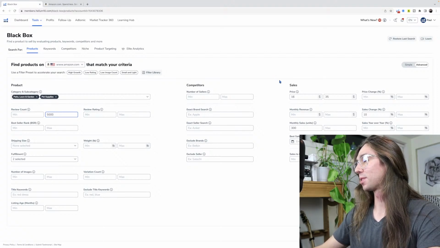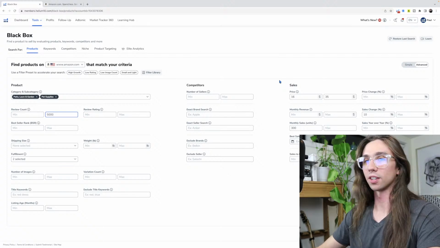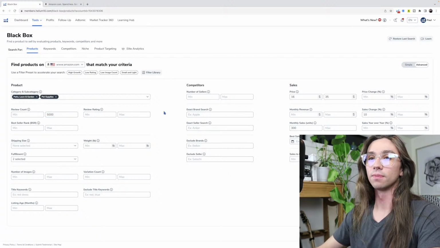Reviews don't matter as much as main image, price point, and product offering. Yeah, for sure. For sure.